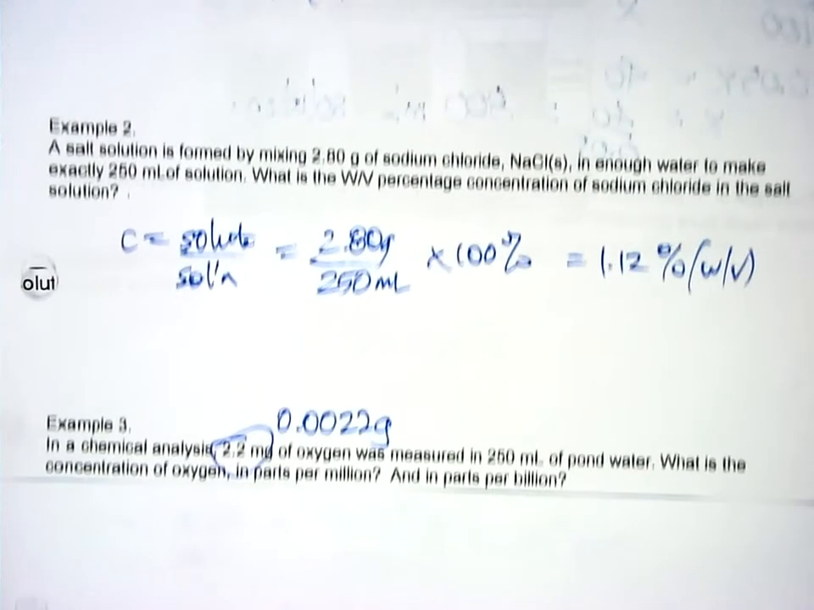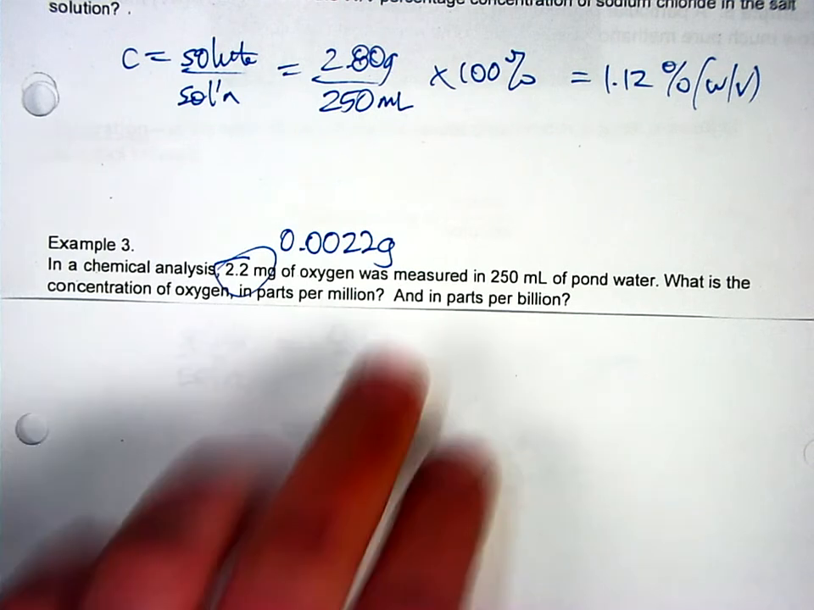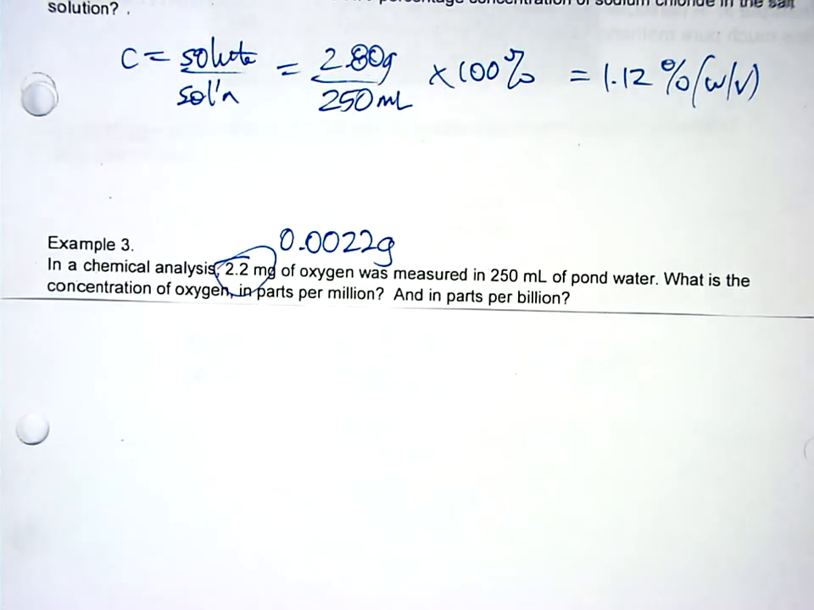For example number 3, I just want to highlight that there are some units that aren't compatible. So we've got milligrams and we've got milliliters. We need to change one of those. I would suggest you change the milligrams to grams. Those are now compatible. And then we're going to be able to do the calculation. So go ahead, and it's in parts per billion.